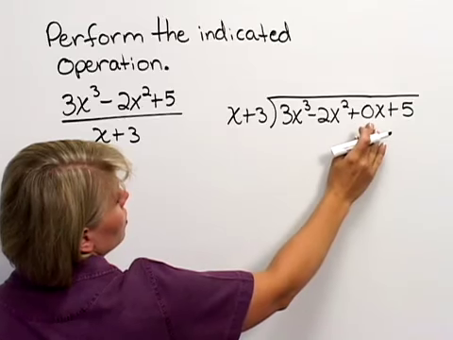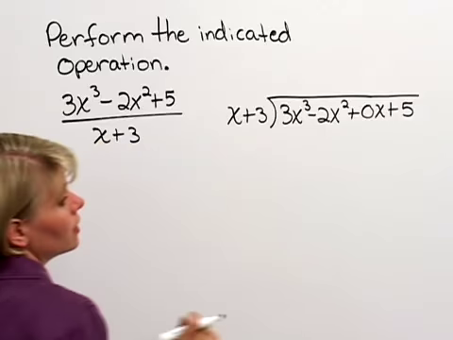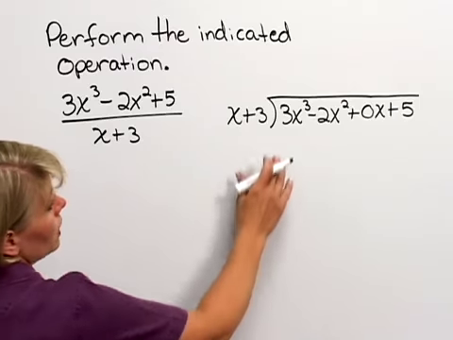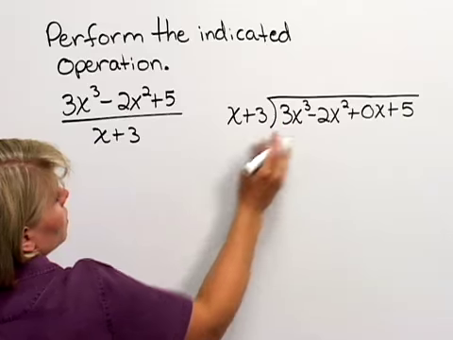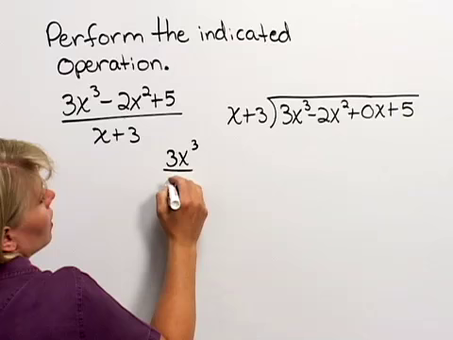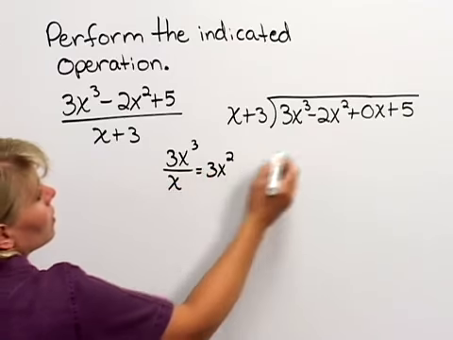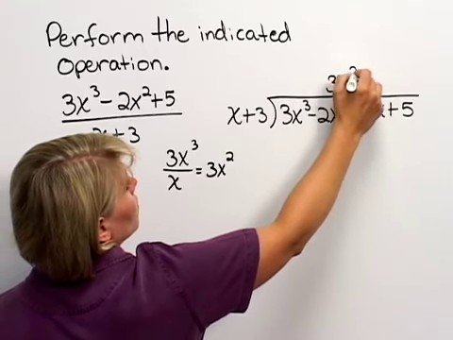Since there wasn't a term with just an x to the first going in descending order, I added in a 0x there, which is just like having a 0, which won't change our problem. So now we need to figure out what to put up here. We'll take this 3x cubed and divide it by our x out front. That gives you 3x squared, which will be our first item on the top of our division problem.